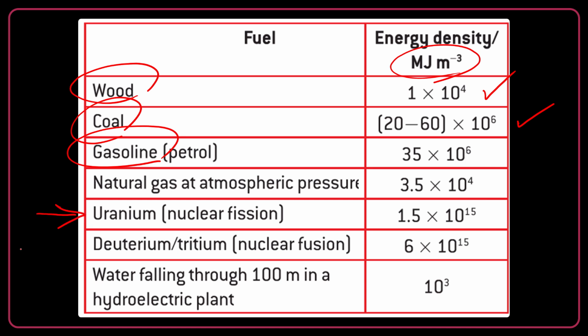Uranium will undergo the nuclear fission. It's not a chemical fuel. But anyway, the amount of energy is too much. You see 1.5, 10 to 15. Actually, the nuclear reaction will produce a tremendous energy. Deuterium, tritium, they are also nuclear fuels, but they undergo nuclear fusion. Anyway, 6 times 10 to 15. It's very huge energy.